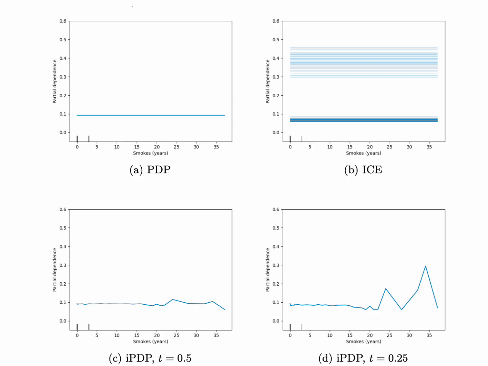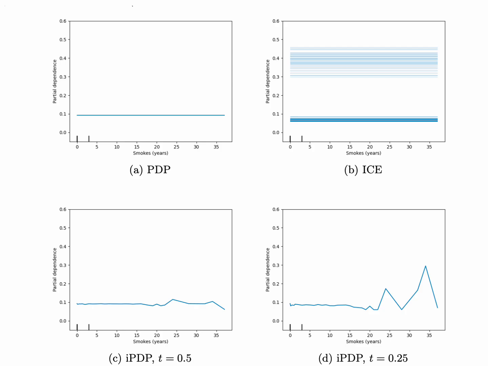In Figure 2, we see the difference between PDP and IPDP when the threshold is set to 0.5 and 0.25 for the years spent smoking feature. Figure 2a shows that the PDP is unable to capture any interesting observations for this feature. However, we see in Figure 2b that the data does exhibit some patterns. Specifically, for some examples, shown at the bottom of the figure, changing the years spent smoking has no impact, whereas for others, shown at the top of the figure, the probability of cancer prediction is higher.